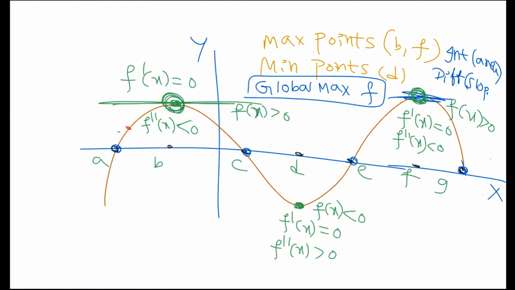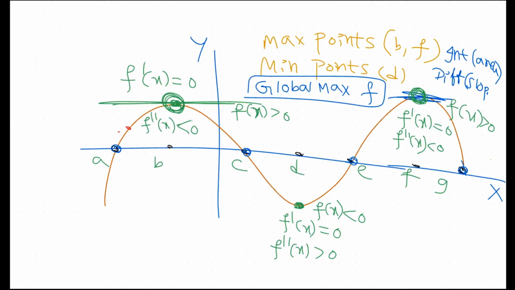Where will f double dash be less than 0? At all maximums, f double dash will be less than 0. At all minimums, f double dash will be greater than 0. Like that, you need to remember. I wrote conditions, but don't remember in that way. You remember simply like this.